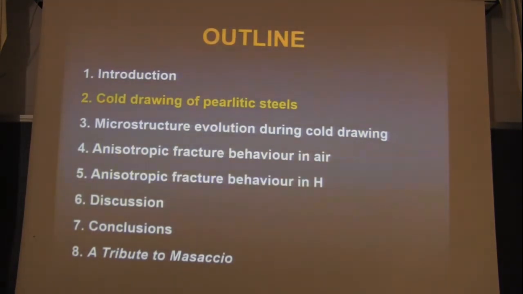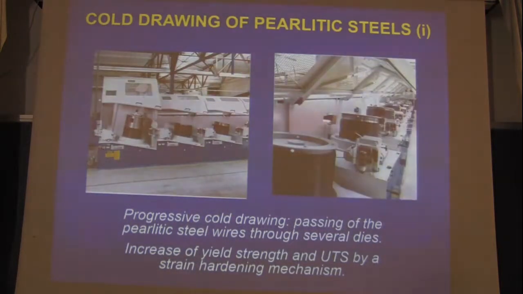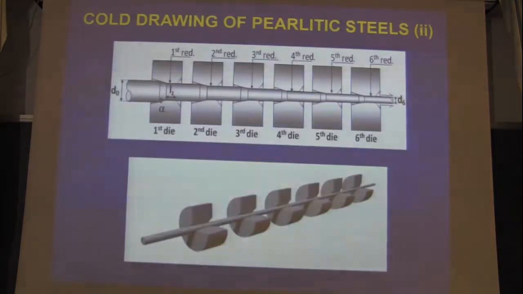Very brief description of cold drawing of pearlitic steels. Those attending the Urbino conference know it very well. These are 2 pictures of the cold drawing process in a real manufacturing chain. Progressive cold drawing: passing of the pearlitic steel wires through several dies produces an increase of yield strength and ultimate tensile stress by a strain hardening mechanism.